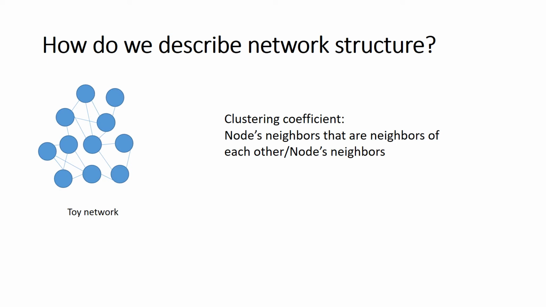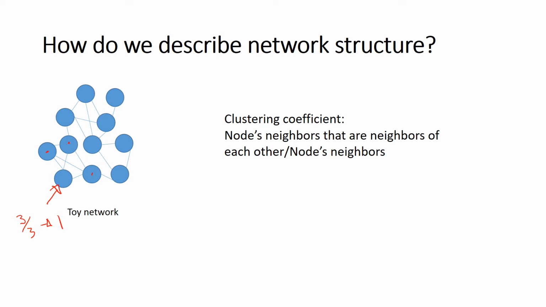So let me take a look, let's say, at this node right here. The number of neighbors it has, it's got 3 neighbors, here, here, and here. And each of those neighbors is connected to the other 2 neighbors. So it has 3 neighbors, and they're all neighbors of each other. So 3 over 3 is a clustering coefficient of 1.